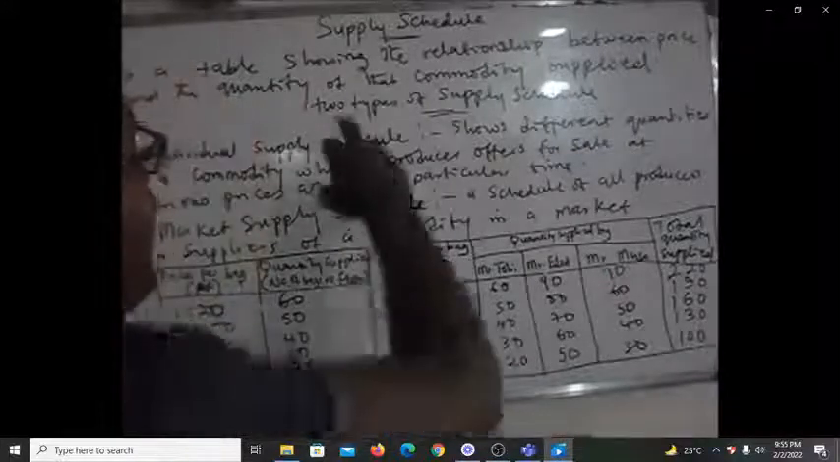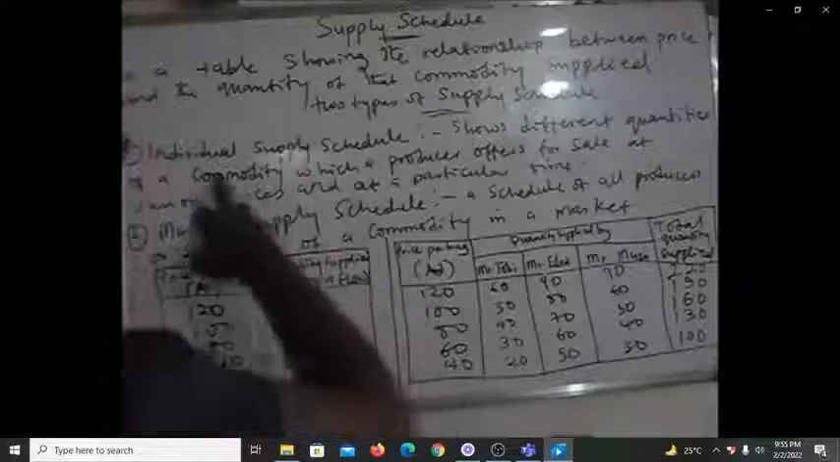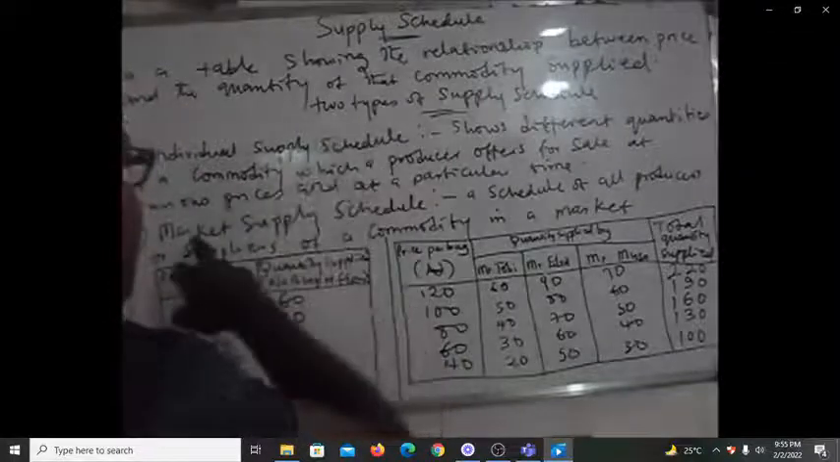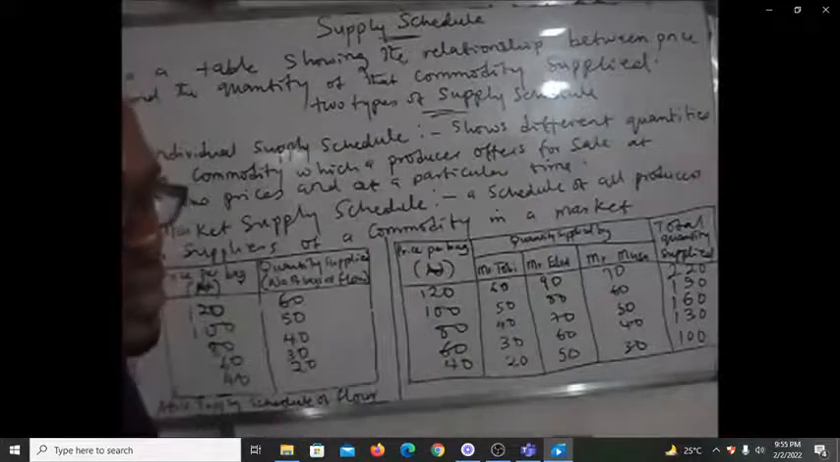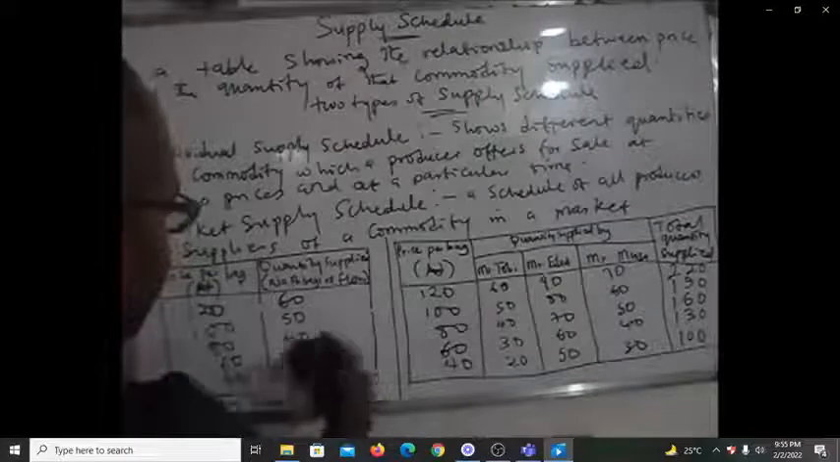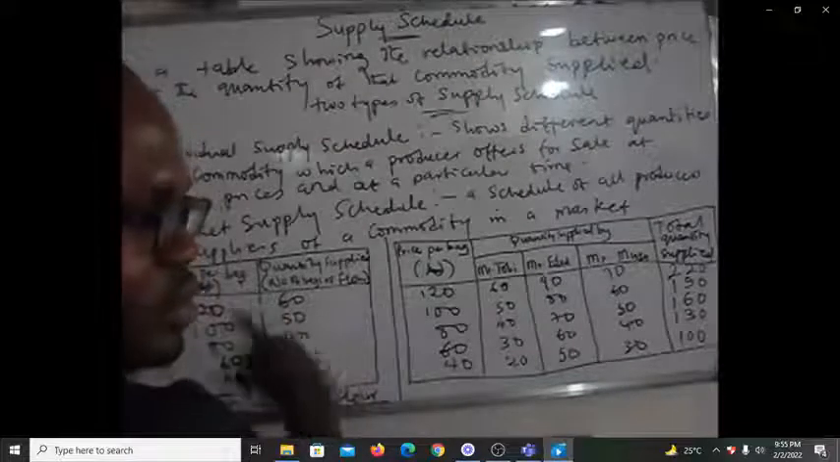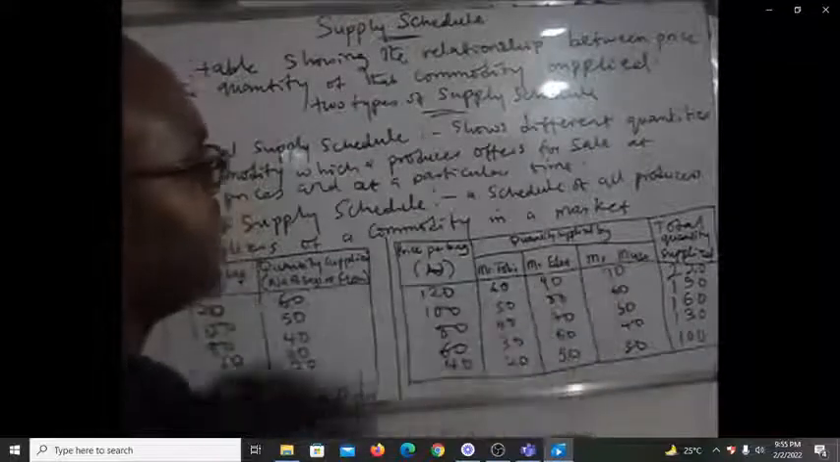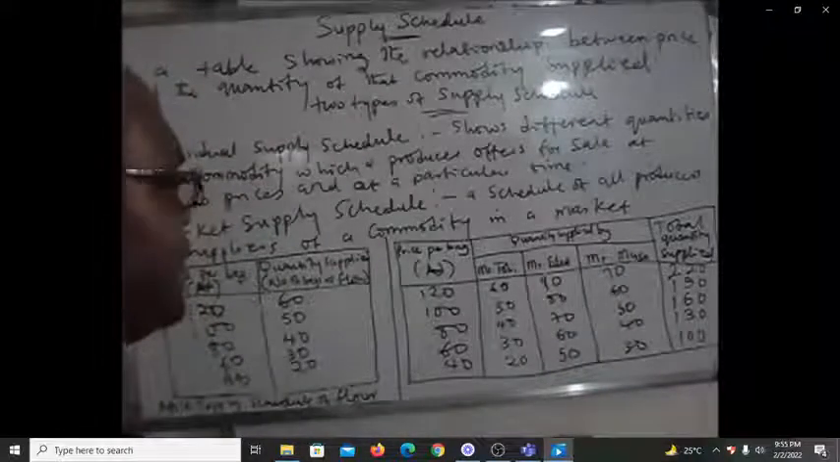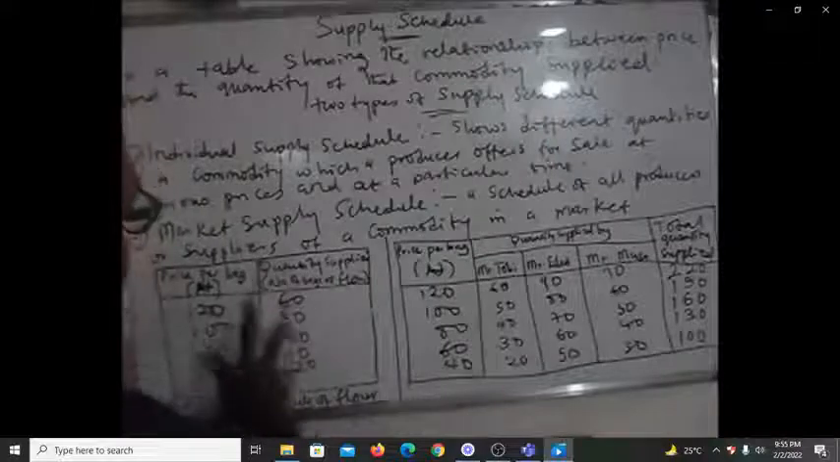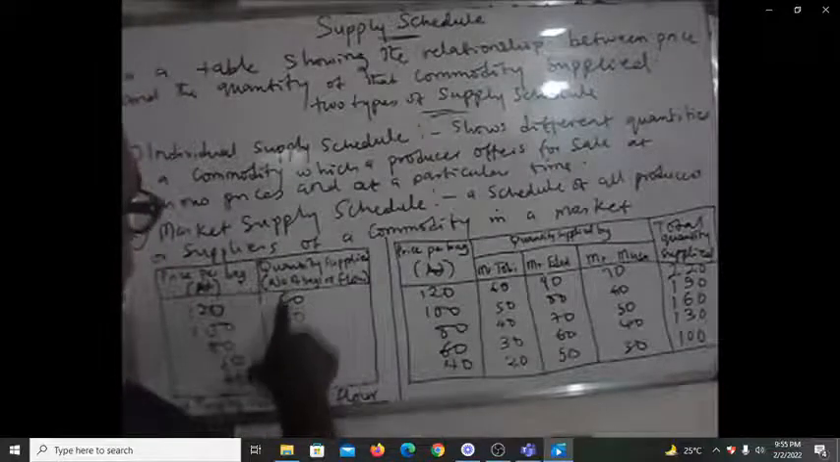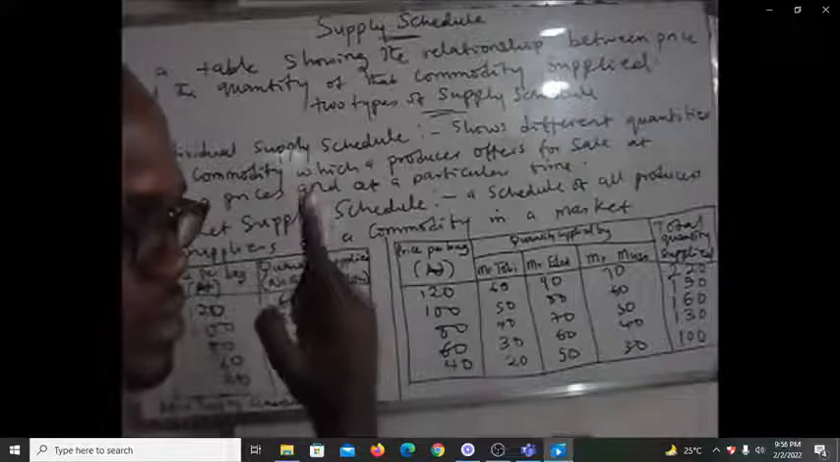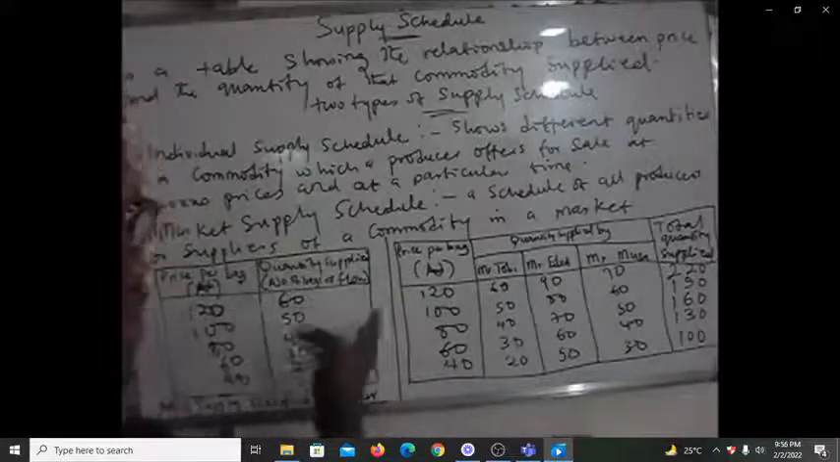Is that clear? We have two types of supply schedule. We have what we call individual supply schedule and market supply schedule. Is that clear? This diagram is a diagram of individual supply schedule, whereas this one is a diagram of what? Market supply schedule. Can you see the difference? Individual supply schedule is telling you about the supply of one person. In this case, the name of the person is not written.